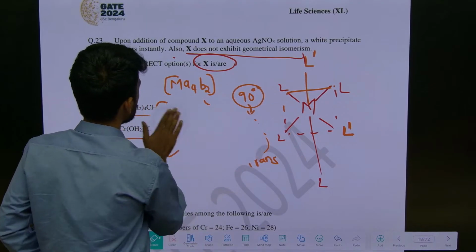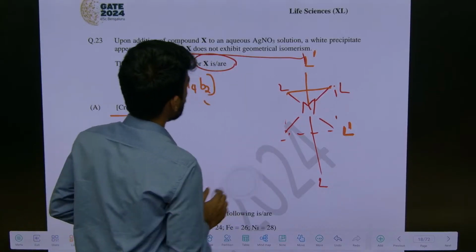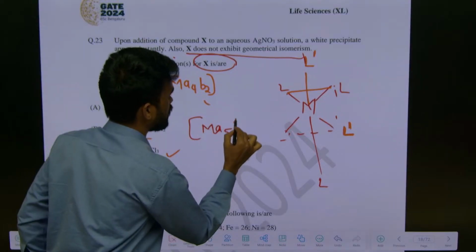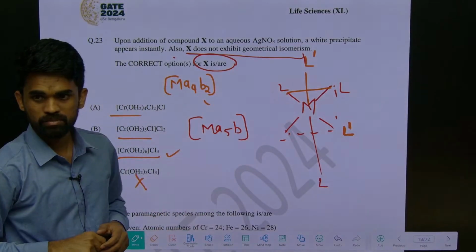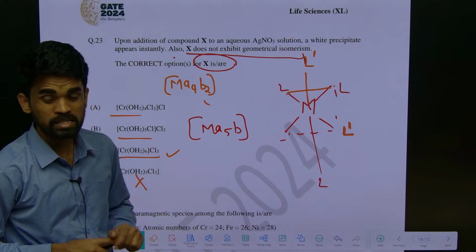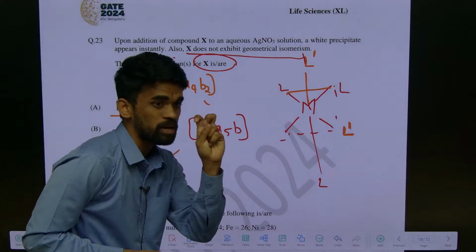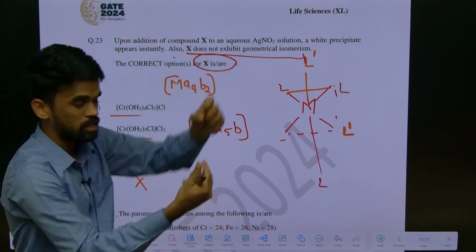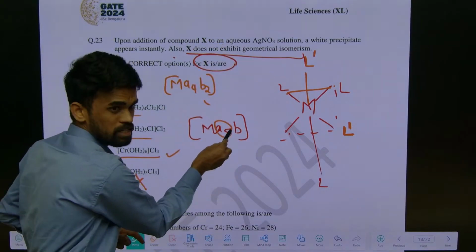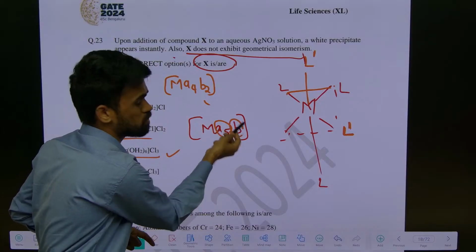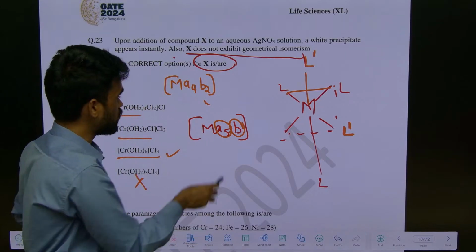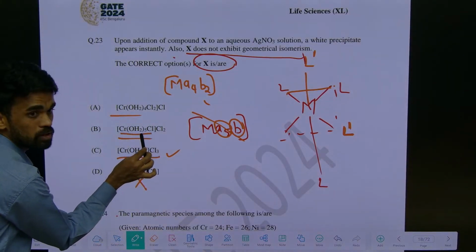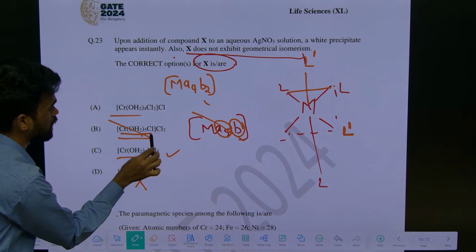So the next one, if I have MA5B type, will it show geometrical isomerism? No, it won't, because at least 2 must be different. With respect to 2 we are able to say, but here all 5 are the same. How can I differentiate with respect to B? We cannot. So MA5B cannot show. So you can eliminate this.